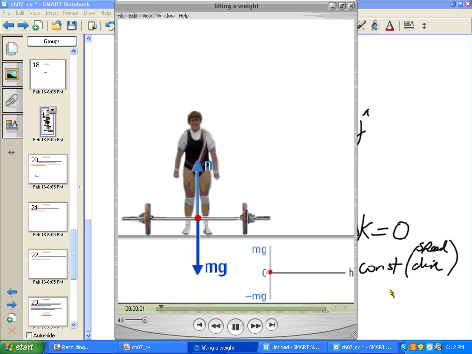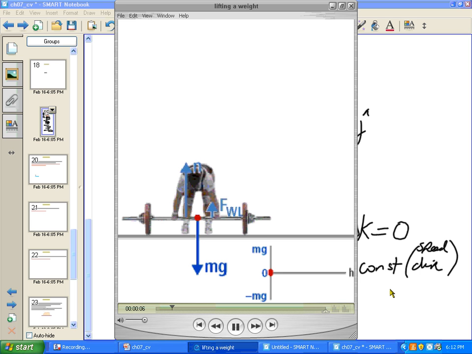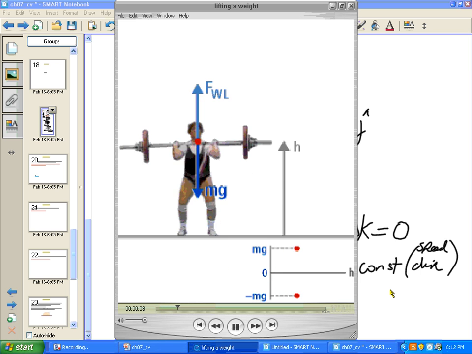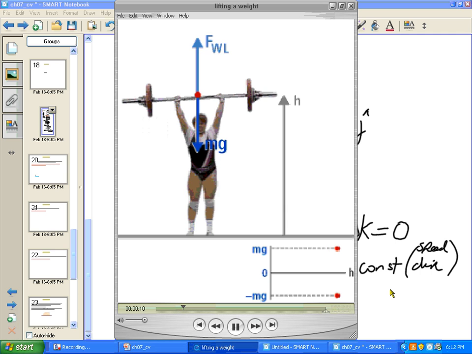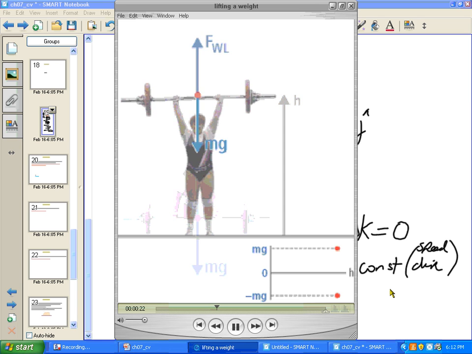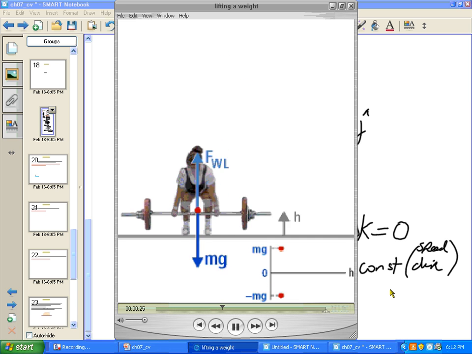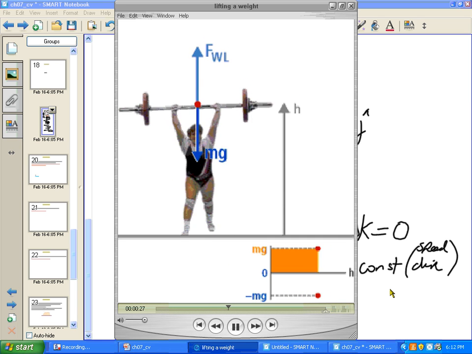A weightlifter lifts a barbell against the force of gravity. If we assume she lifts it at a constant velocity, she must exert a force just large enough to balance the object's weight, mg, while displacing it through a distance, h. Because the force and displacement are in the same direction, the work done on the barbell by the weightlifter is positive mgh.